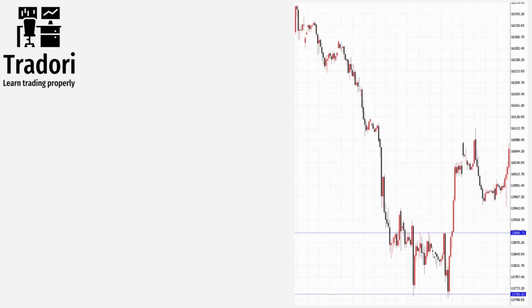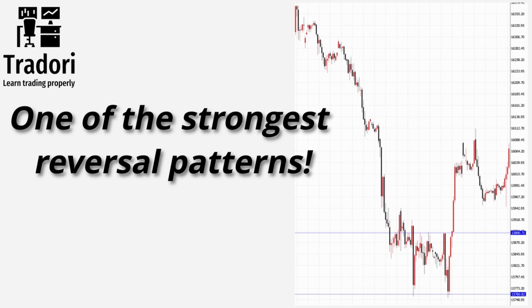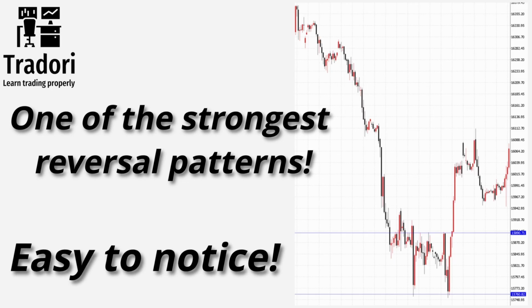A horizontal line is drawn at the highest point of a rebound and at the two touches at the low. Double bottom pattern is one of the strongest reversal patterns because of the power generated by the traders. It is easy to notice. Due to that reason, a lot of volatility comes into the market.